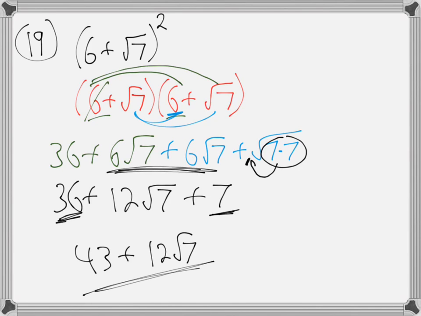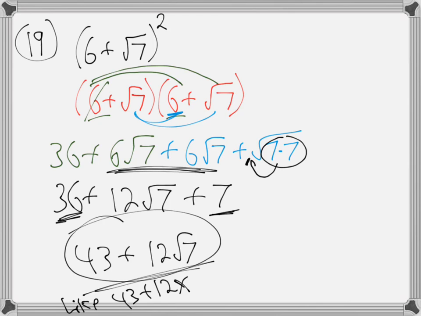That's our answer. Why can't I add 43 and 12 to get whatever, 55? Yeah, because those are unlike. In other words, it's like 43 plus 12x, isn't it? Those are unlike terms. They just have to stay. Remember, a root is like an x. They just have to stay separate, don't they? They're unlike terms. So we're just done right here.